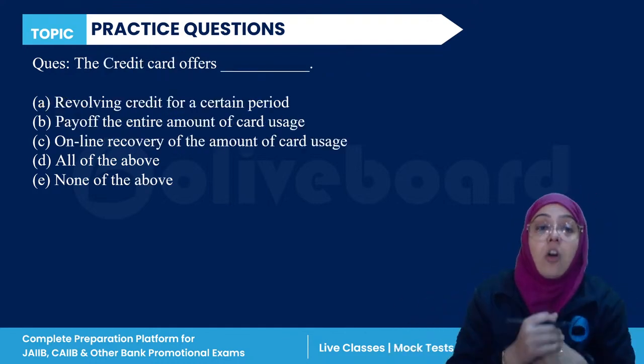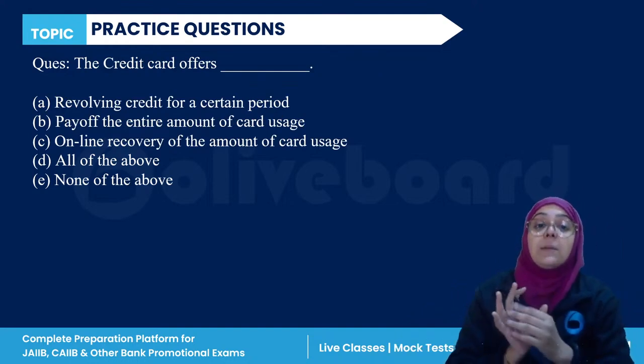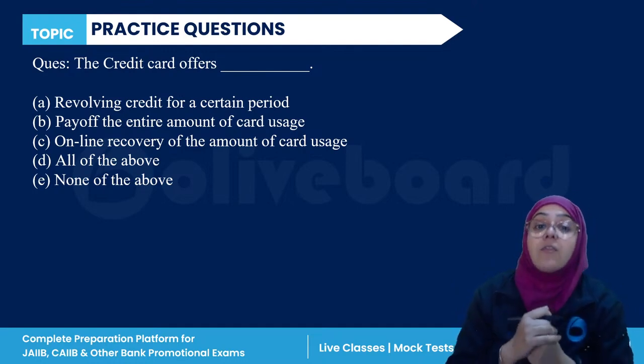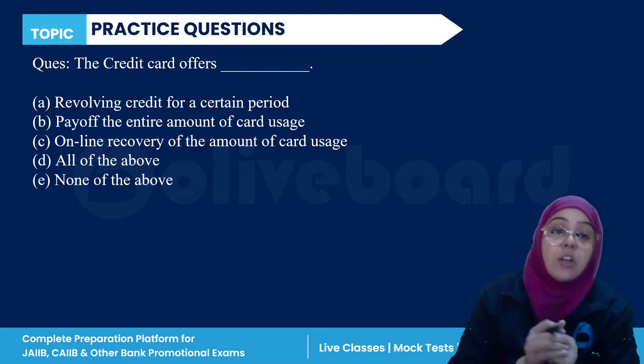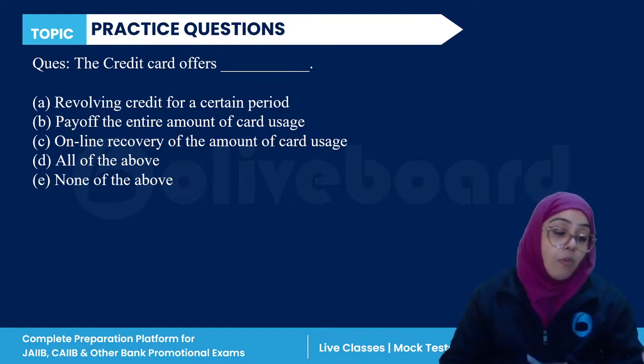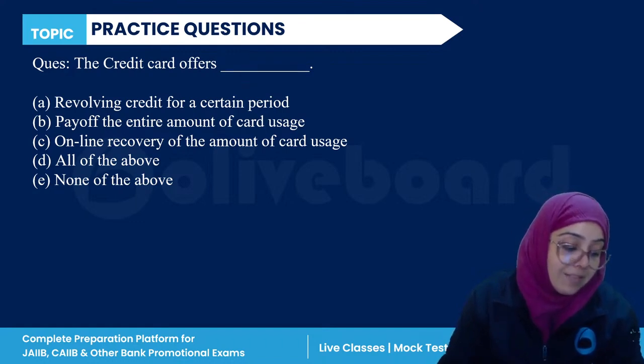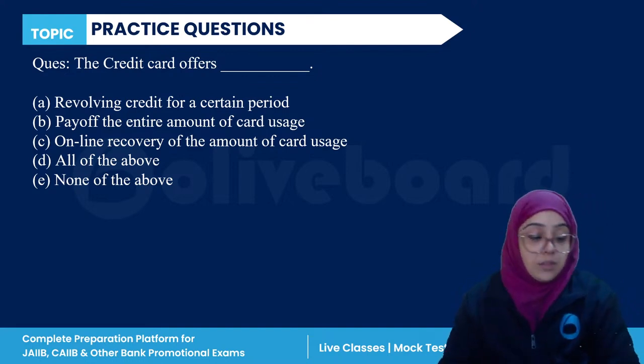Next, the credit card offers revolving credit for a certain period, pay off the entire amount of the card usage, online recovery of the amount of the card, all of the above or none of the above. Again, you have to answer this question, easy. Credit card offers you what? For which of the following purpose credit card is given to you? Everyone, please answer this question.